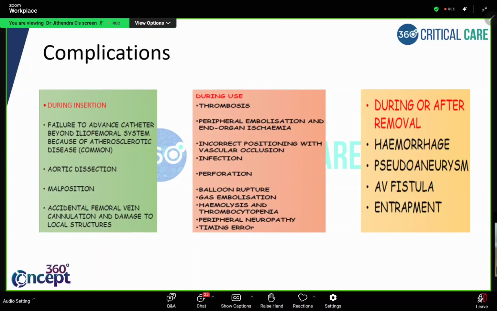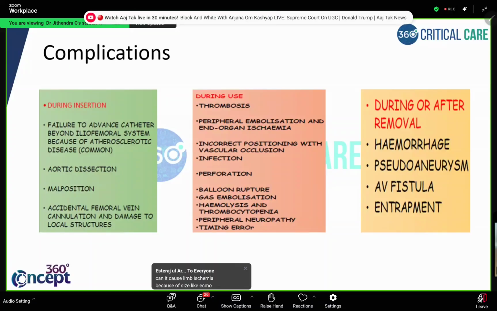Sometimes people use anticoagulation, but most of the centers are not using anticoagulation. There is high risk of thrombosis, so peripheral embolization is possible. Once the thrombosis forms, it can get dislodged. Incorrect position: I told you, if the patient moves his head, flexes his leg, or you extremely flex your patient's upper body, that can lead to dislodgement or movement of the balloon.